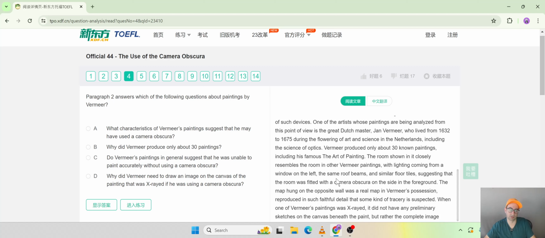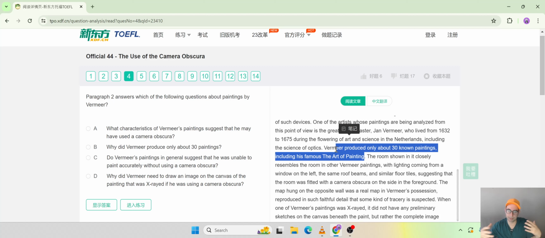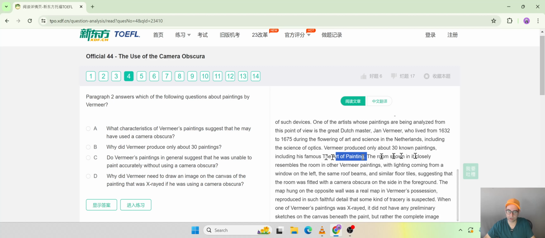So keep going, guys. Don't slow down. Vermeer produced only about 30 known paintings, including his famous The Art of Painting. Again, he's just talking about paintings generally, but hasn't really explored the characteristics yet. The room shown in it closely resembles the room in the other Vermeer paintings, with lighting coming from a window on the left. So if you guys don't know what characteristics means, you're probably going to get this one wrong or struggle with it. So just to let you know, this here is an example of a characteristic, with lighting coming from a window on the left. This is a characteristic of a painting, right? It's one feature of it, one aspect of it, one kind of detail related to it.